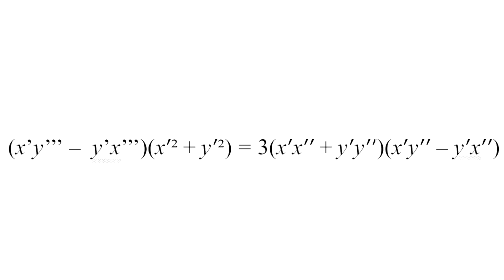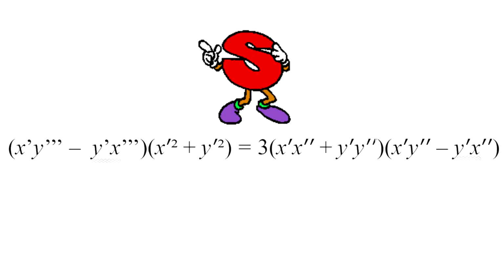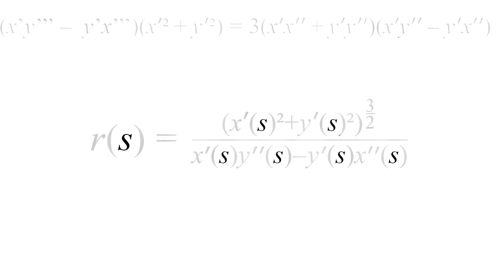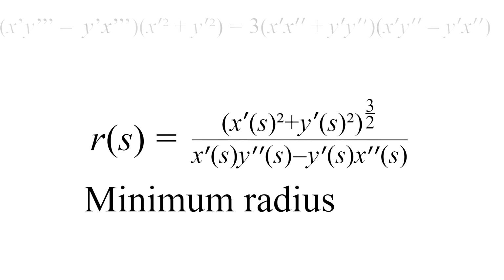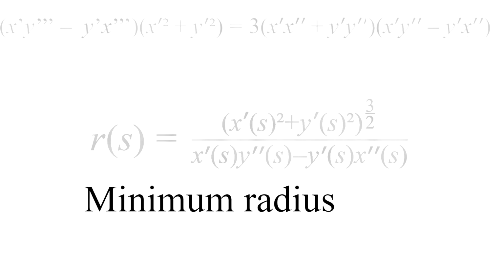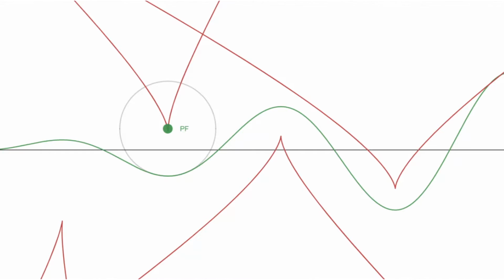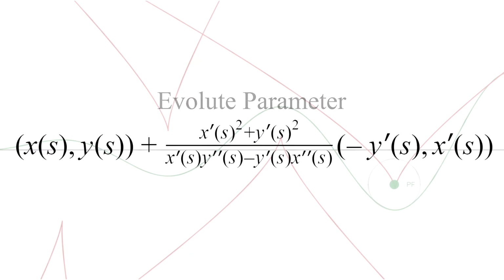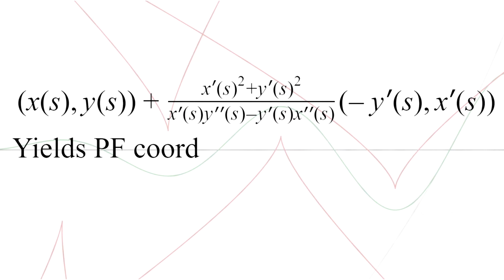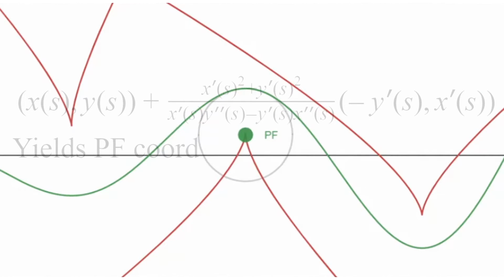This equation here, folks, yields some solution which I'll call S, such that plugging S into the radius expression gives us its minimum value. And when a circle's radius is at its minimum, the circle's center also sits at the pseudo-focus. And since the circle's center is basically a point on the evolute, plugging S into the evolute parameter will immediately yield the coordinates of the parametric pseudo-focus.